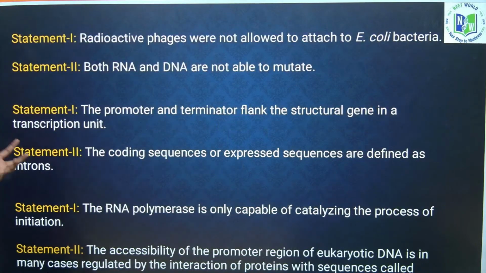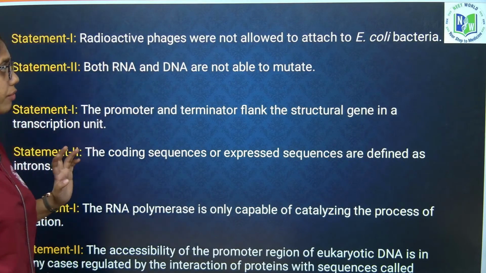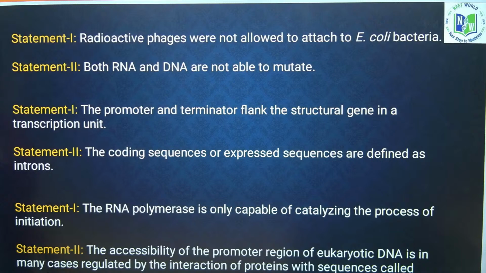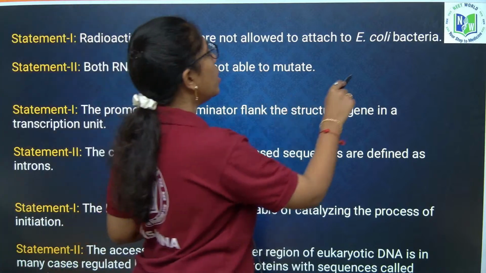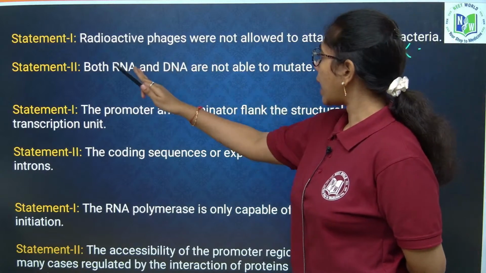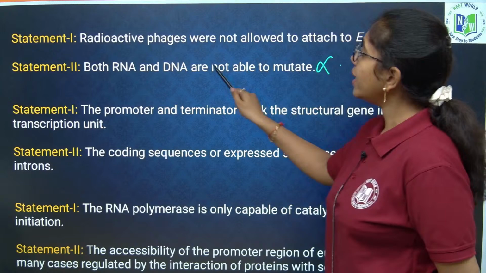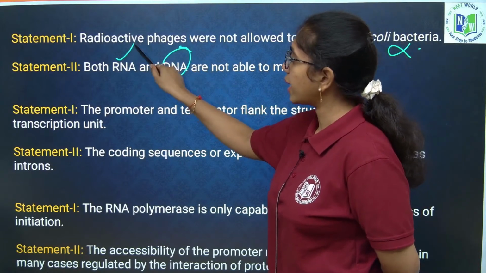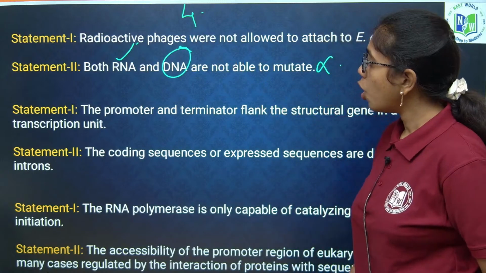Yeah, last part of the statement based question, stay focused. Radioactive phages were not allowed to attach to E. coli bacteria. Wrong. Radioactive phages can attach to E. coli bacteria. Both RNA and DNA are not able to mutate. Wrong. Only DNA will not mutate, RNA can mutate. When two statements are wrong, you have to go for option 4.